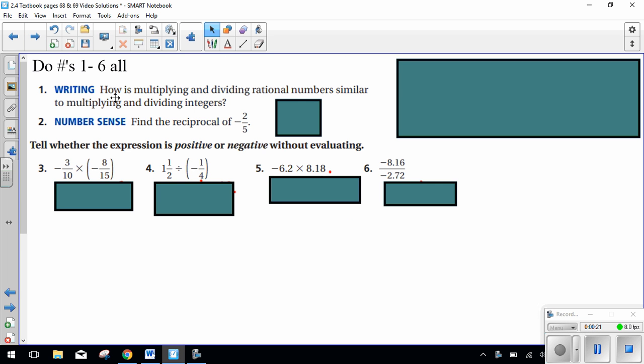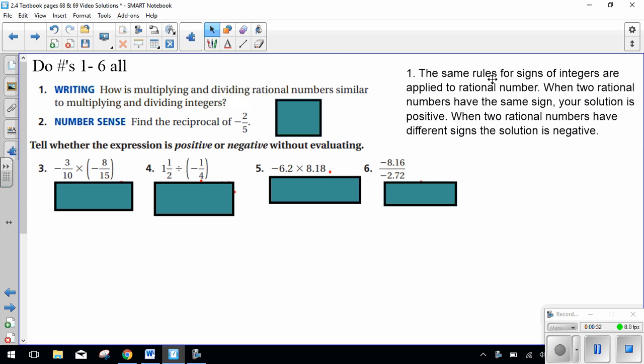Okay, number 1. How is multiplying and dividing rational numbers similar to multiplying and dividing integers? So the solution I have is the same rules for signs of integers are applied to rational numbers. When two rational numbers have the same sign, your solution is positive. When two rational numbers have different signs, the solution is negative.